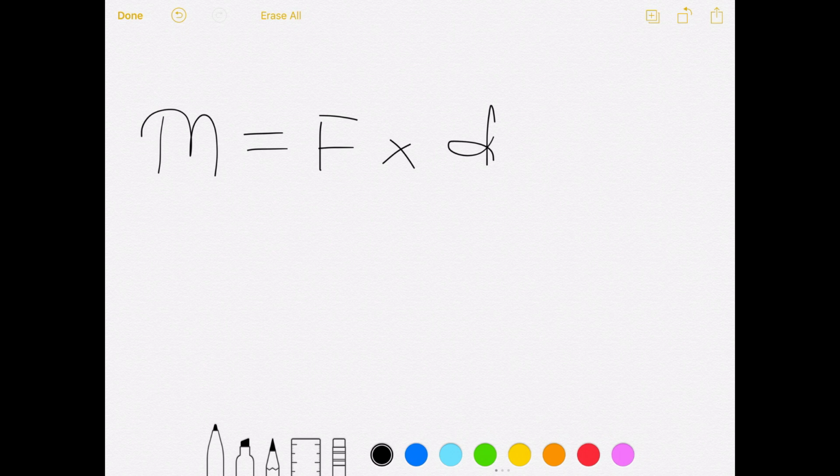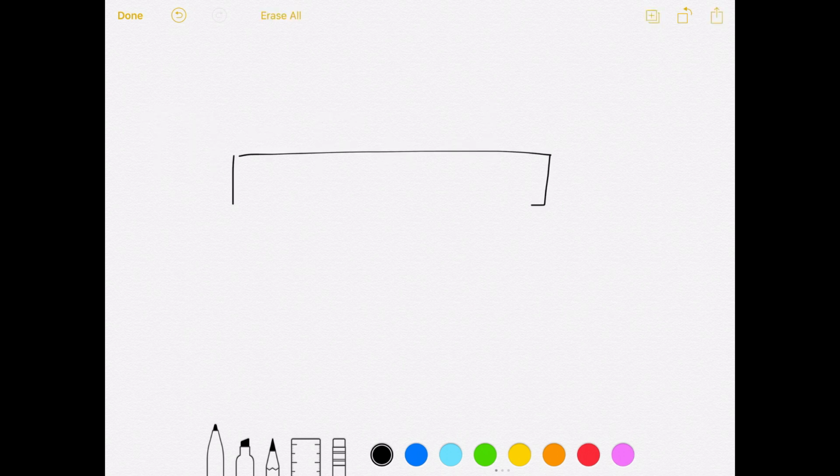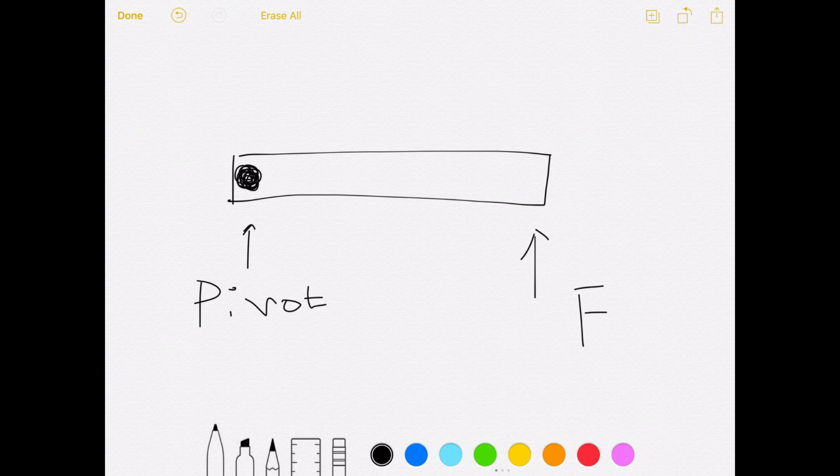Now, let us consider an example. This be an object where it is pivoted at one of its ends. This is the pivot point. Now the external force is being applied in this direction, so it will turn like this. This object will rotate in anti-clockwise direction, and the same amount of force, which is equal in magnitude but opposite in direction, let us name it as F dash, is applied at the pivot.